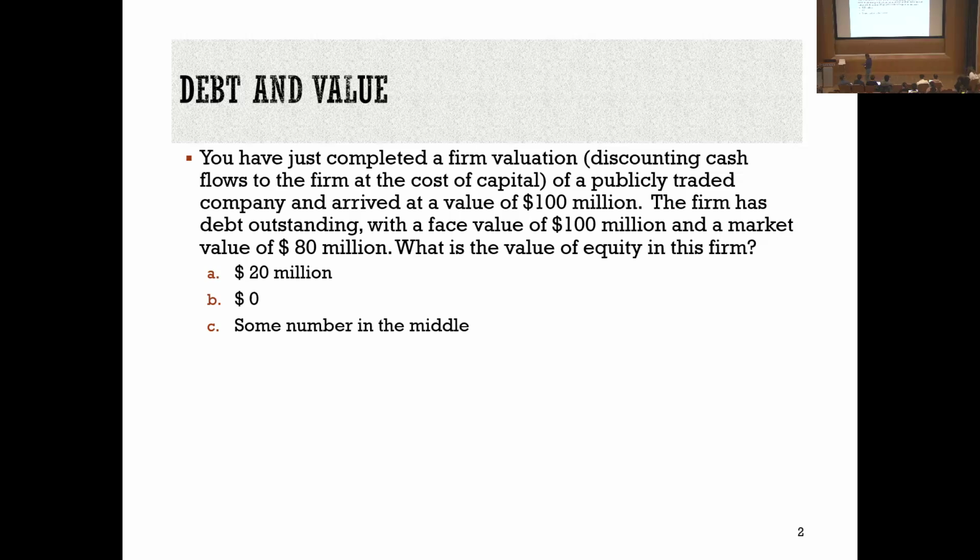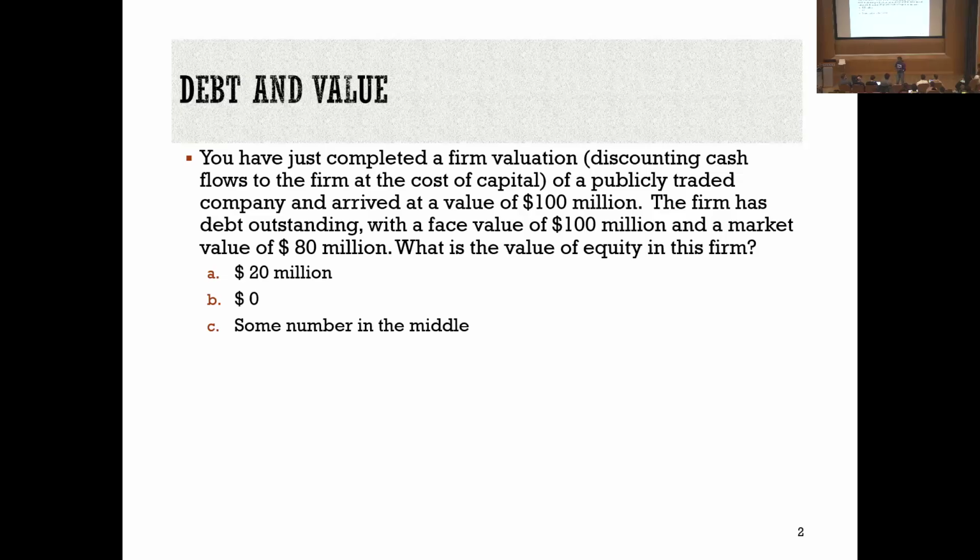So let's start the class again. Let's do a couple of tests. Let's say you've taken free cash flows for the firm, discounted them back at the cost of capital, and come up with a value of 100 million. What does that measure? It's the value of the operating assets in the company.